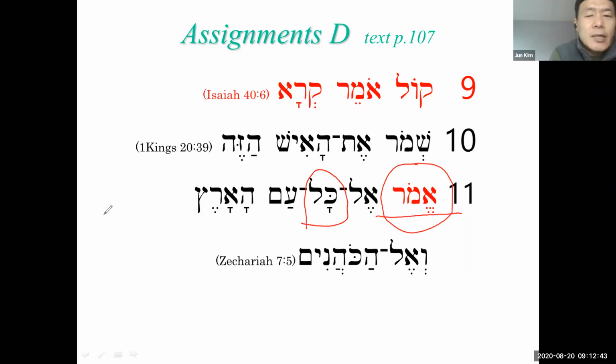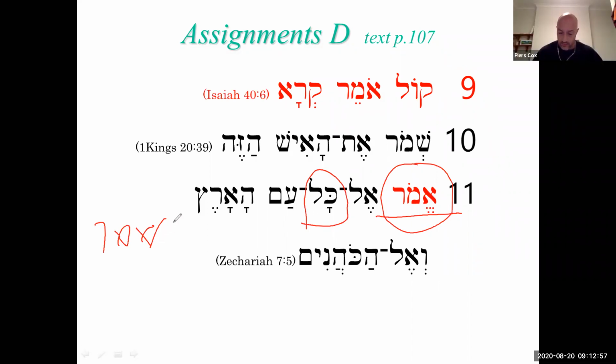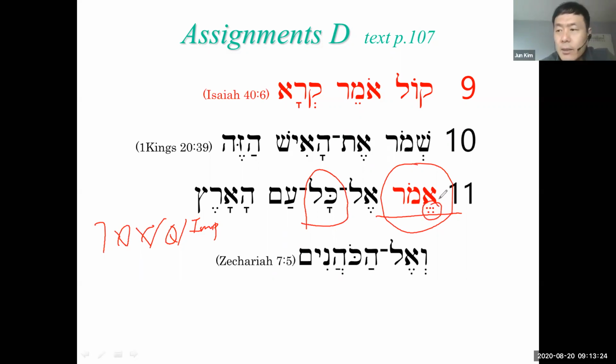Then let's analyze it. Root letters: aleph, mem, resh. Stem: qal. Form: imperative. All right. Let me know what indicators we have for the imperative form. What are the indicators? The vowel pointing under the aleph. Okay, composite shua.